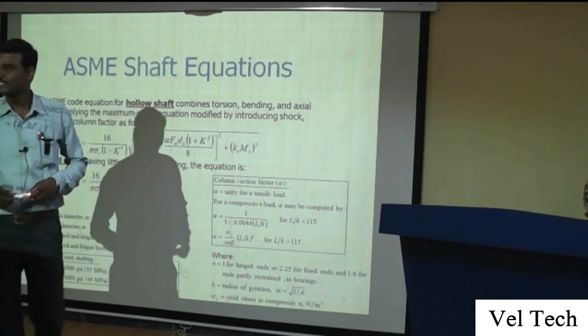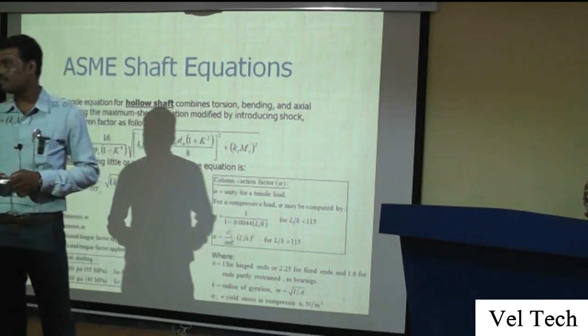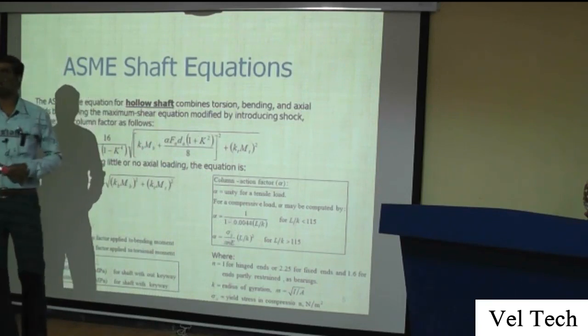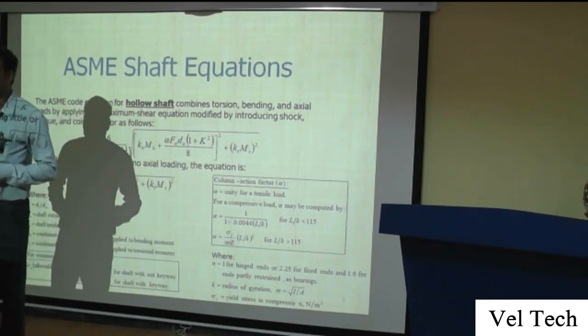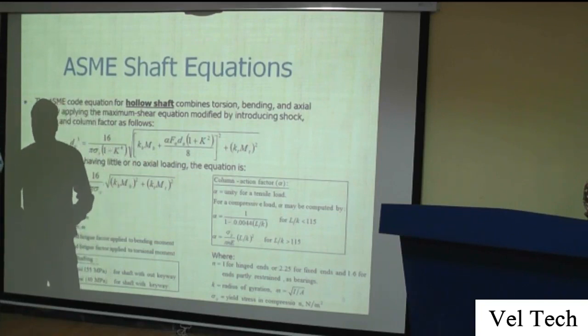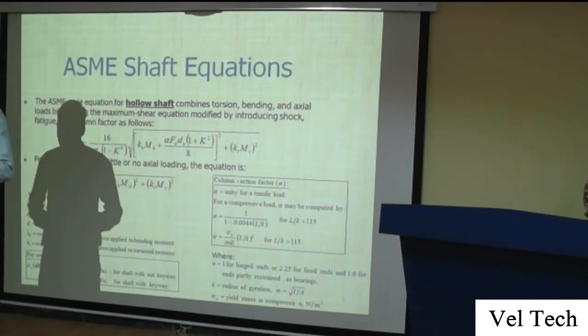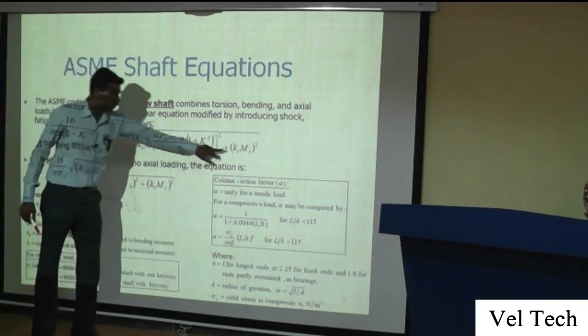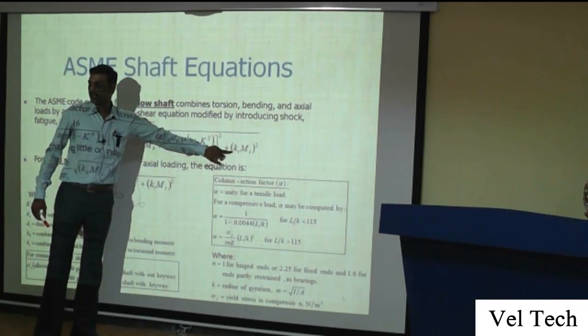So if the L by K ratio is less than 115, we can directly use this formula. If it is greater than that, we have to use this formula. Generally, if it is vertical, we call it a column, but generally shafts are placed horizontal. And this slenderness ratio comes into picture only if the L by K ratio is greater than 1, when the length of the shaft is too long and the diameter is small.